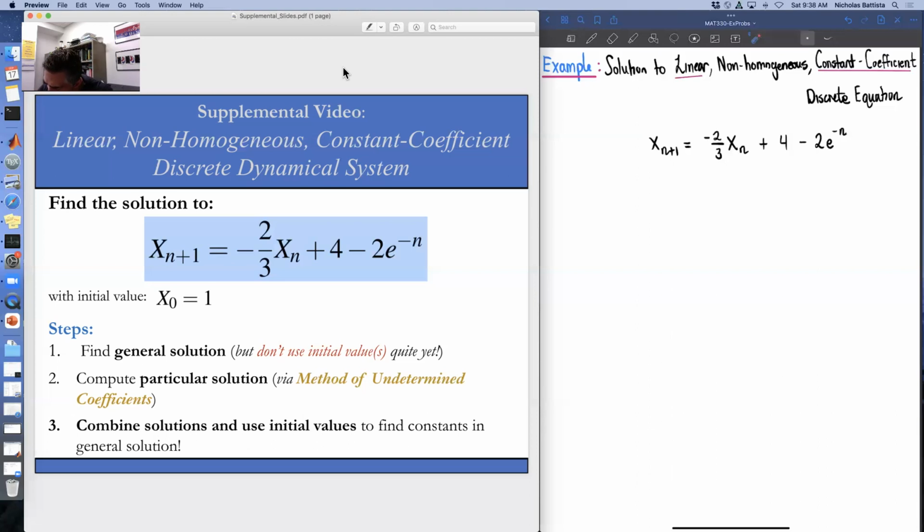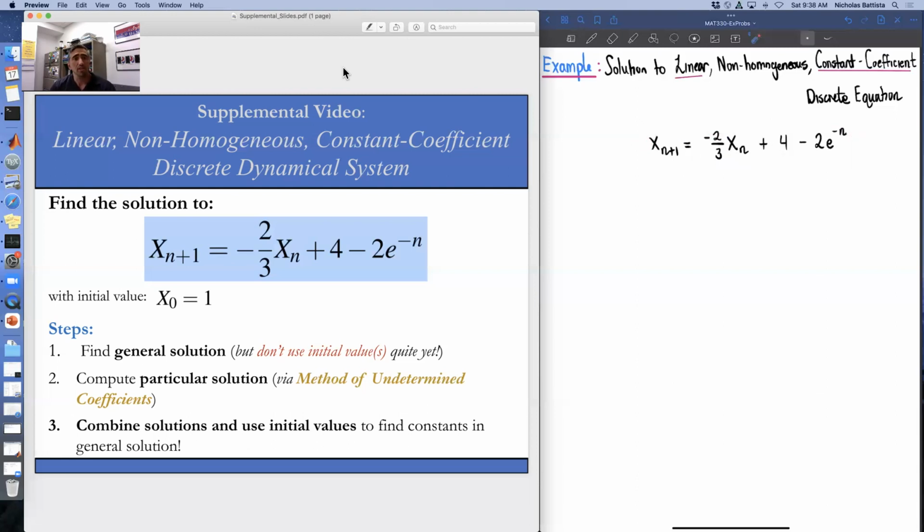The dependent variable is really just showing up as a constant times a dependent variable to the first power. What makes it non-homogeneous is the fact that we have these extra terms in the equation that have no dependent variables attached to them. And it's constant coefficient because in front of all the dependent variable terms, we only have constant values like this minus 2 over 3 or a factor of 1 in front there.